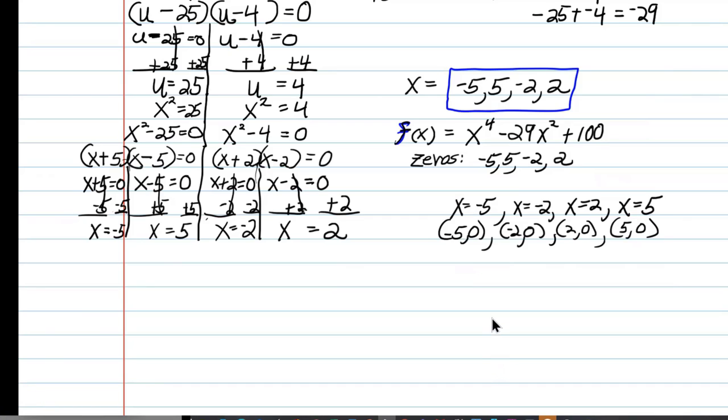See how important zeros are. We're going to be dealing with these more and more.